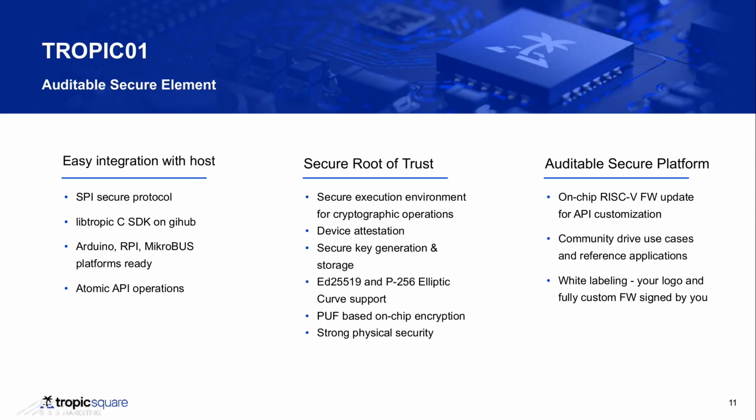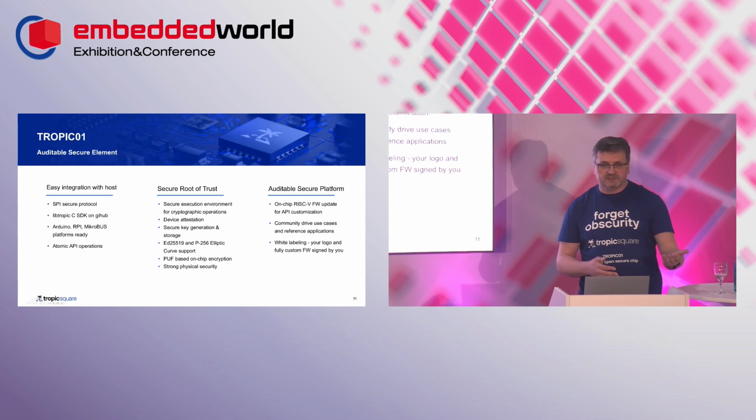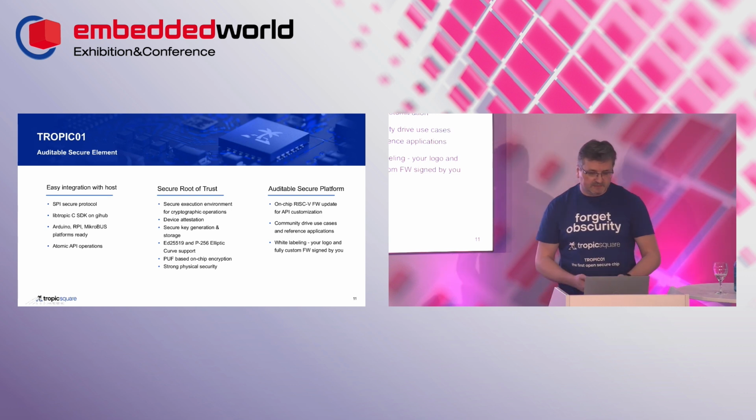Key value proposition, I would say, is easy integration with the host. That's one of our priorities. So we designed a secure protocol for the SPI, and to make the integration easy, there is an SDK or API interface, which we call Tropic CSDK. It's on GitHub, and we currently support platforms like Arduino, RP, and Microbus, and we'll probably add more like ESP32 and similar platforms, enabling designers to quickly connect our chip into their system, hook to the SPI, compile the C code on GitHub, run the example design, and get familiar with it.